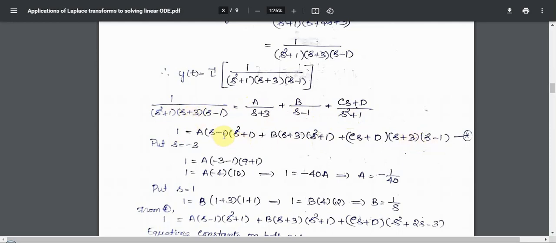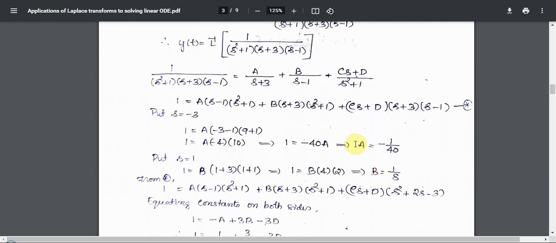Then I should make each coefficient 0. To make this 0, I should put s is equal to, okay, I will start from here. First, I will put s is equal to minus 3. If I put s is equal to minus 3, then this is going to be 0, this is going to be 0, and only A will remain. Simplify, I will get the value of A as minus 1 by 40.